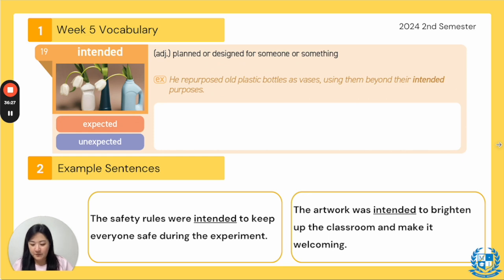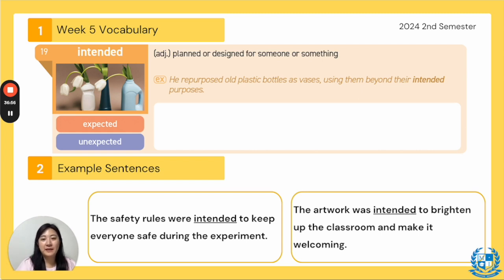Let's go to page 44. And we're on number 19. Everyone say intended. Intended. The synonym is expected, and the antonym is unexpected. It's an adjective, and it means planned or designed for someone or something. So we meant to do it. It's on purpose. Let's read the example together.